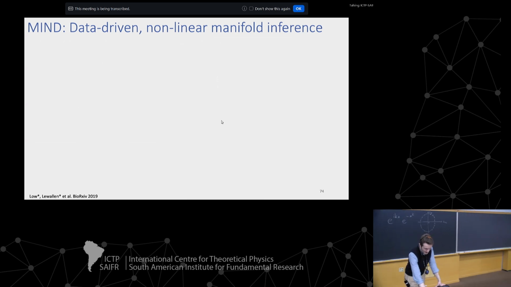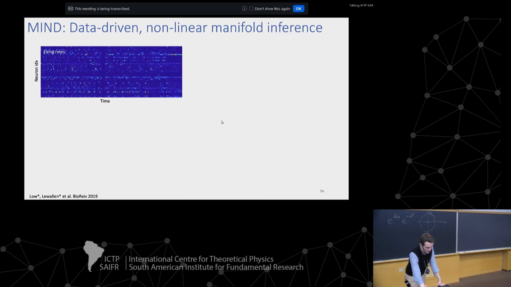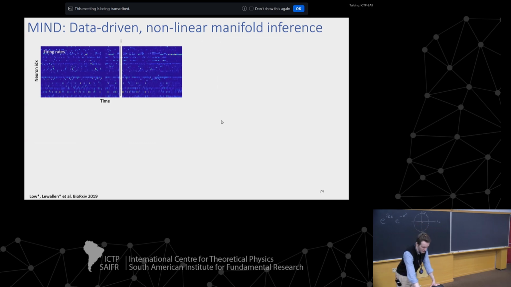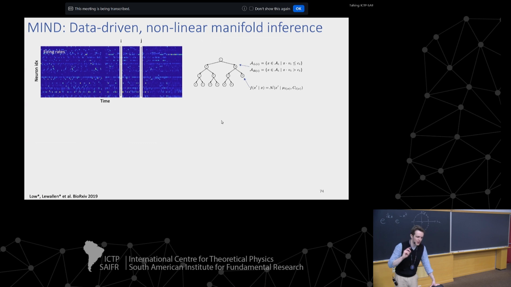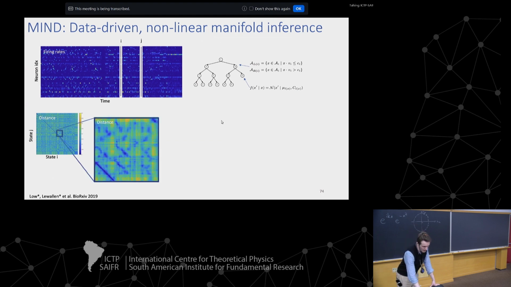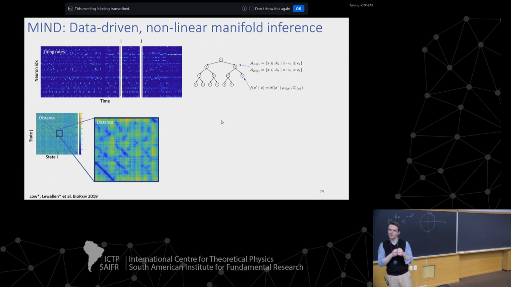Popular for this are nonlinear dimension reduction techniques. I use one that's called manifold inference from neural dynamics. The way this works is you take pairwise firing rate vectors. So here's one at time point i, here's one at time point j, and you compute a similarity of both based on the probability that j would follow i. That gives you a very large pairwise distance matrix. And if you zoom in, you already see structure. So these two states are relatively close to one another. So they're very likely close on this manifold.